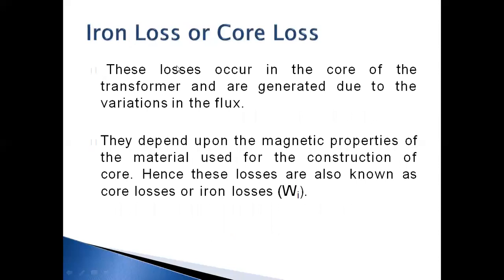Now iron loss or the core loss. These losses occur in the core of the transformer and are generated due to the variation of the flux. Due to the variation of the flux, the loss that occurs in the core of a transformer is known as iron loss or core loss. They depend upon the magnetic properties of the material used for the construction of the core. Hence these losses are also known as core loss or iron loss and are represented by W suffix I, where I stands for iron. That is why these losses are known as iron loss or core loss, and they occur due to the variation in the flux within the core.